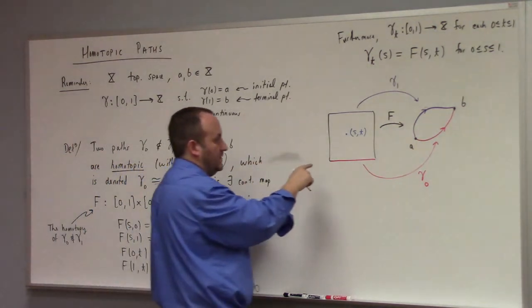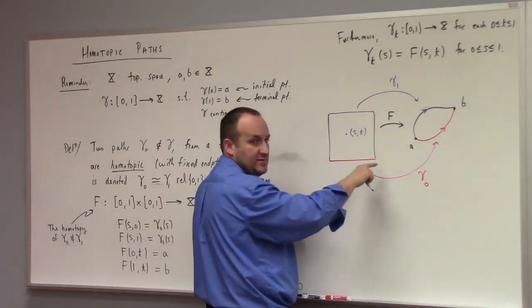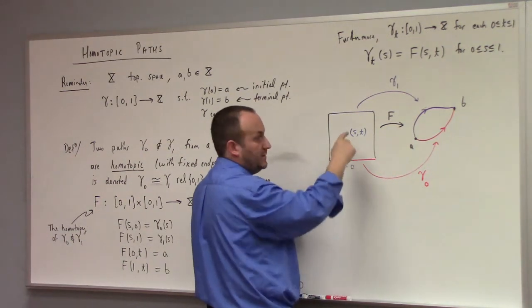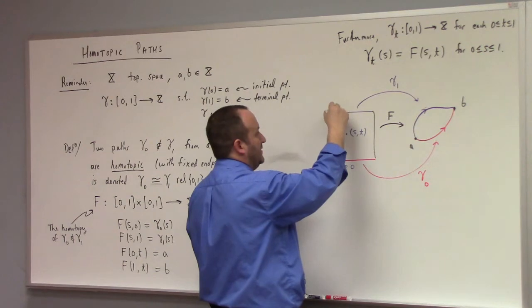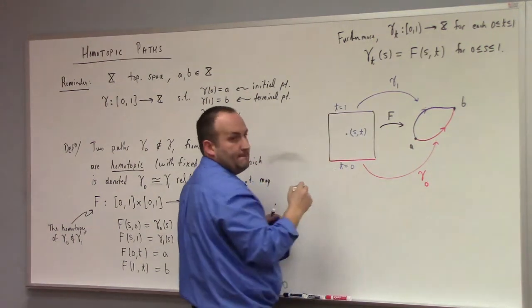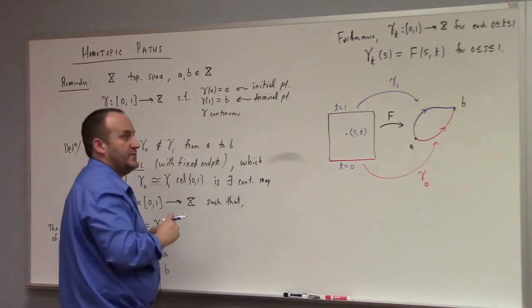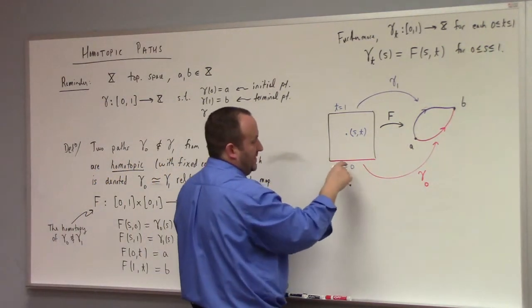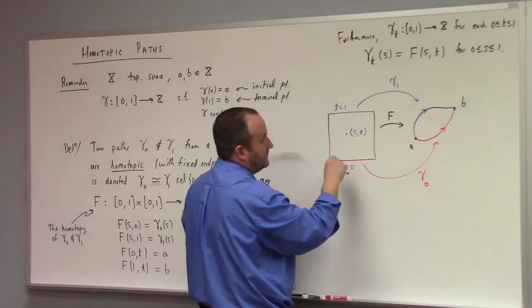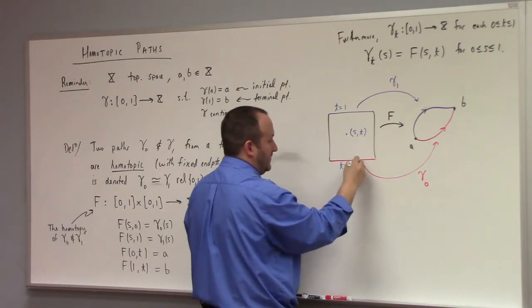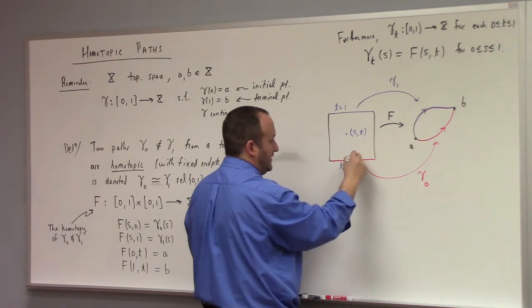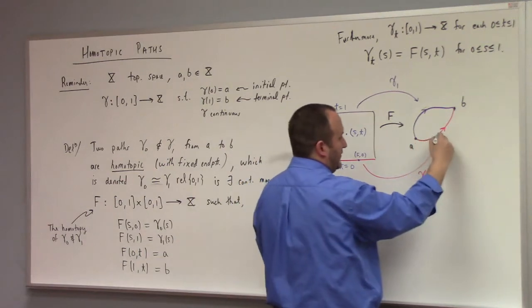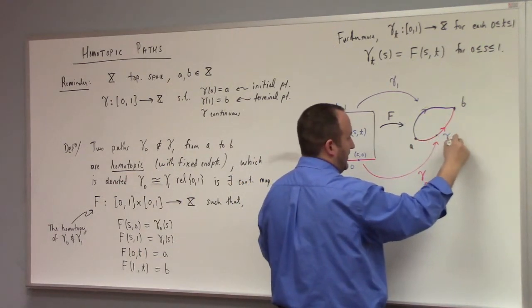So what do we have? The red line is what? T equals 0, right? The purple is T equals 1. So we're saying that when you restrict F to the bottom and you let S vary, a typical point here would be S comma 0, that goes over to some point over here, like gamma sub 0 of S.